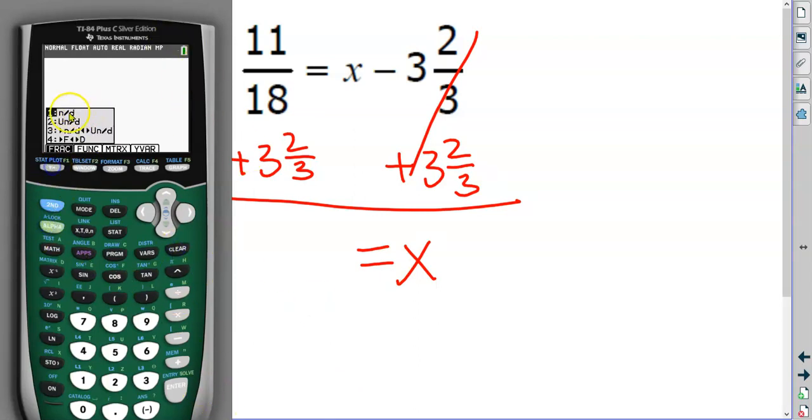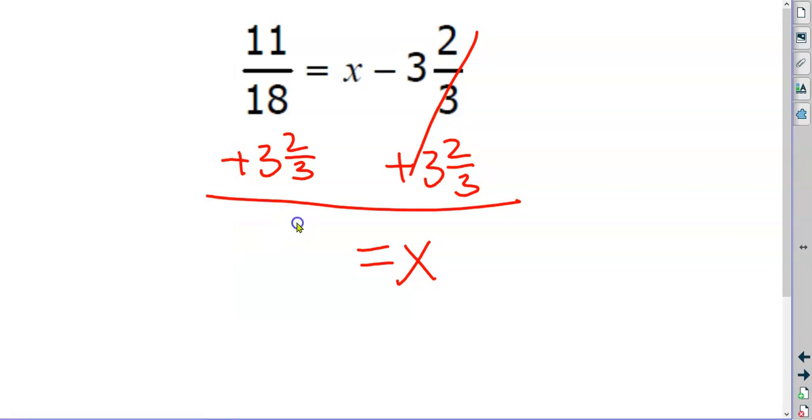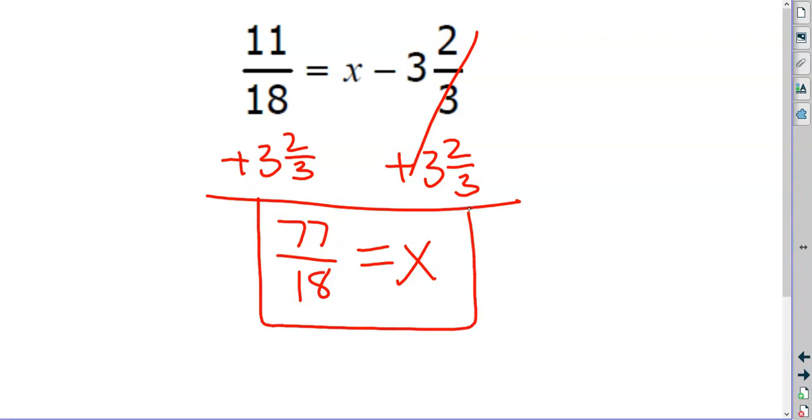Instead of choosing the first choice, number 1, numerator, denominator, we could also choose the second choice, unit, numerator and denominator. Well, my first fraction, 11/18, is proper, so I'm going to choose choice number 1, 11/18. Then I'm going to add a mixed number. So this time, I'm going to choose number 2. And there's my unit, 3 2/3. 77/18. Now, there's no need to convert that to a mixed number, but you certainly could if you would like to.